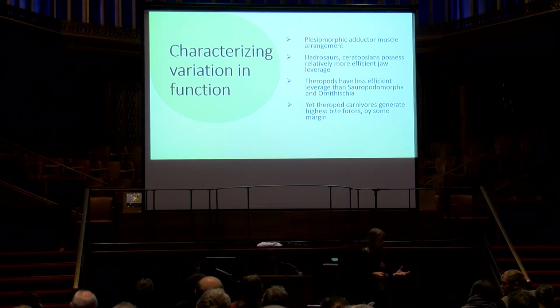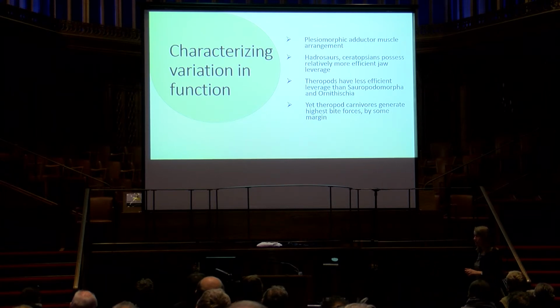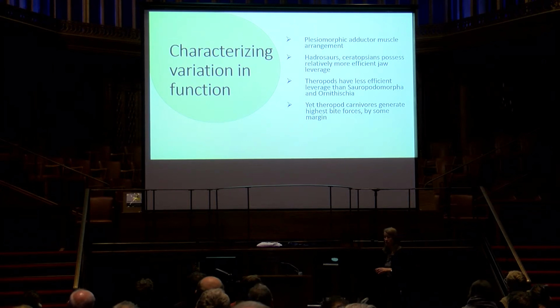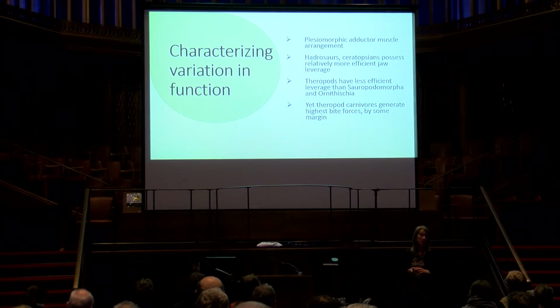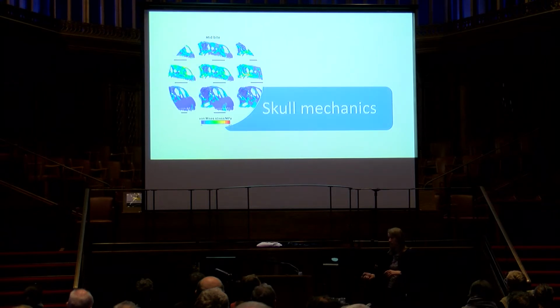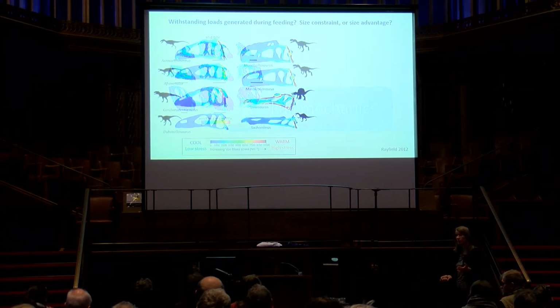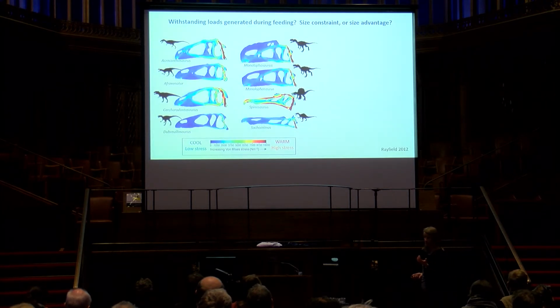So we have this plesiomorphic adductor arrangement. Hadrosaurs and ceratopsians have got relatively more efficient jaw leverage. The theropods have got less efficient leverage than the sauropodomorphs and the ornithischia. But those theropod animals are generating the highest bite forces by some margin. So then how does this link into skull mechanics and our understanding of what those forces are actually doing to the stress and strain within the skull?